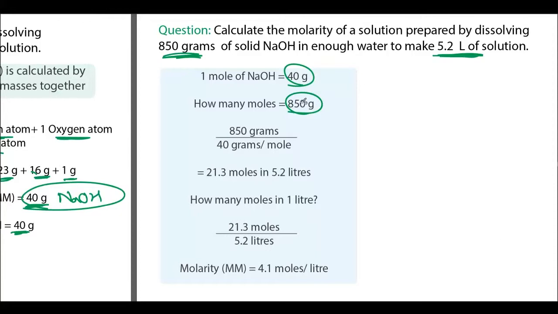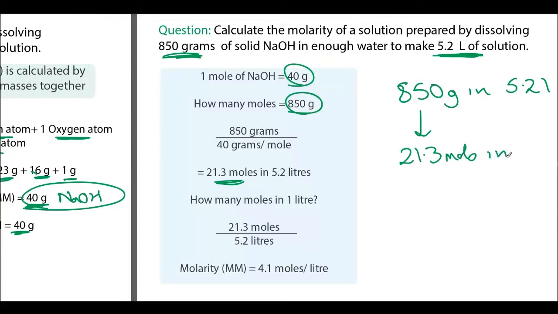If we take 850 grams and divide it by 40 grams per mole, it will give us the amount of moles we've got. We knew we had 850 grams in 5.2 litres, and what we've done is convert the grams into moles. So now we know we've got 21.3 moles in 5.2 litres.